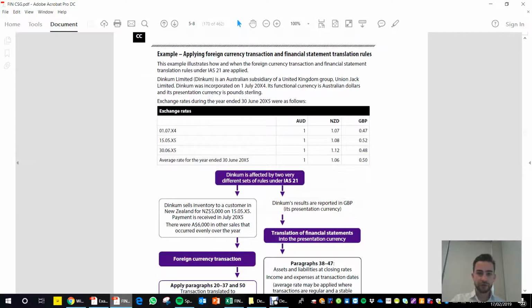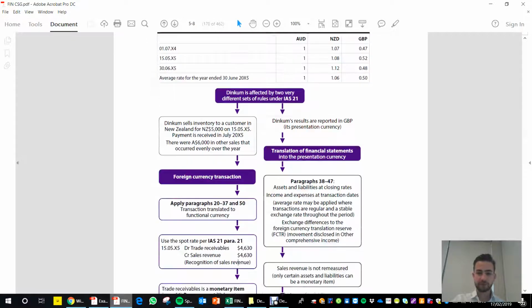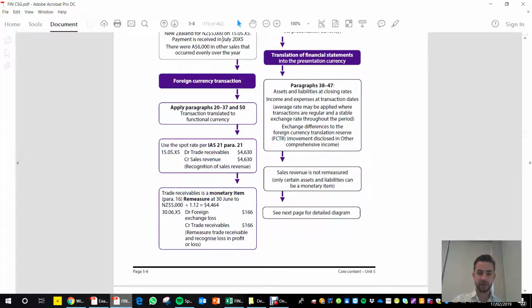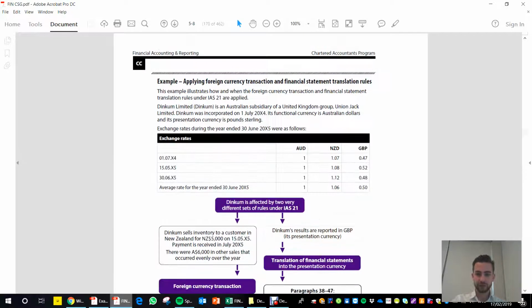Because we're only going to 30 June 2015, we're not going to recognize the cash coming in. We're only going to recognize the retranslation. So we know that with foreign currency transactions, we need to recognize a remeasurement, a subsequent measurement at 30 June. So how we do that, if you remember back to the original table, is the exchange rate at 30 June, or the reporting date. In this case, it's 30 June, which is 1.12.